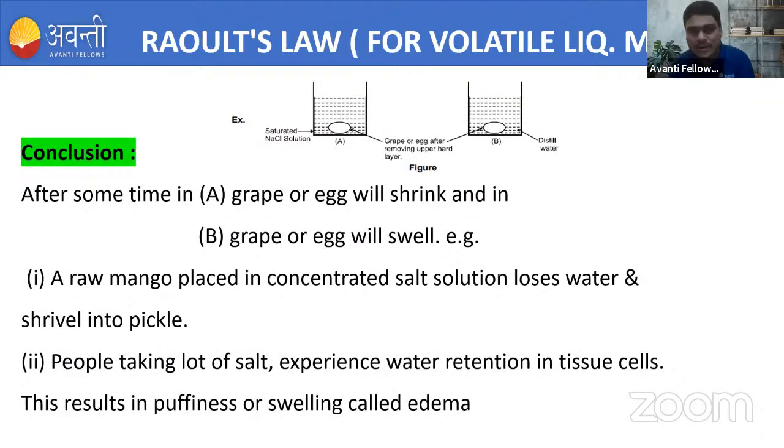So let's see two examples of this. In this we put some egg, right? In the saturated NaCl solution, and this is the distilled water. So in this we have a NaCl solution, and in this we have distilled water. So what you'll observe in case A, in case of NaCl solution, is that the grape or egg will shrink, and in B, you will observe the grape or egg will swell, right? So remember this thing, because in A we are considering a concentrated NaCl solution, and in distilled water you are considering only the dilute solution, right? So just remember this. In case of A, the egg will shrink, and in case of B, the egg will swell, right? So this is all.